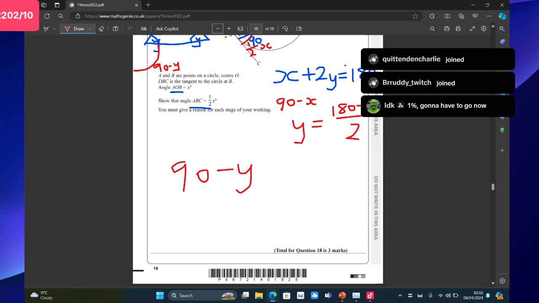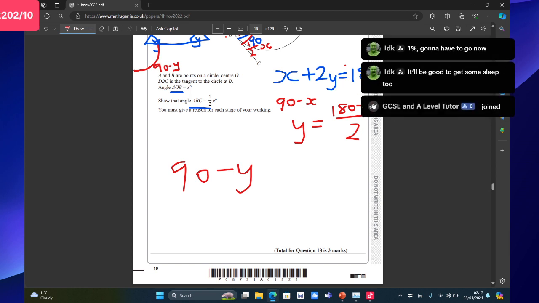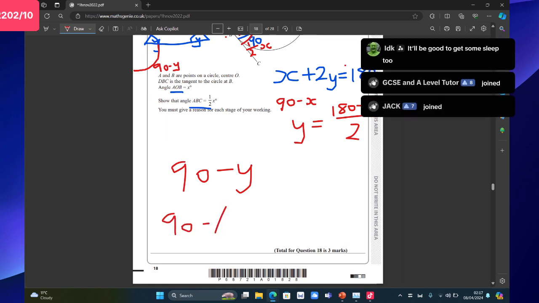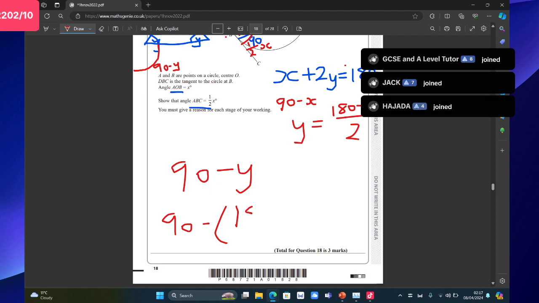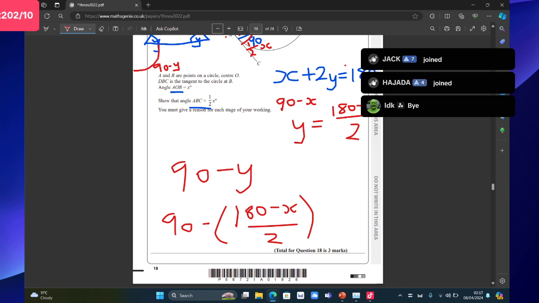So let's work this out. We're going to have 90 minus, and then we'll put this in brackets, (180 minus x) all over 2. If I simplify this, let's times top and bottom of the 90 by 2 to make it over 2. We get 180 over 2, subtract this.